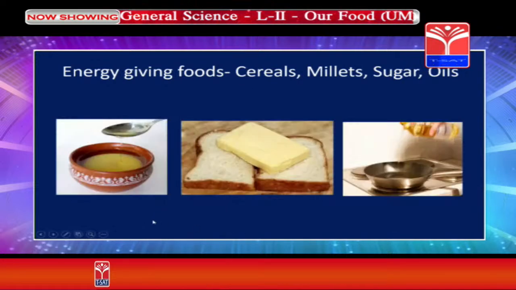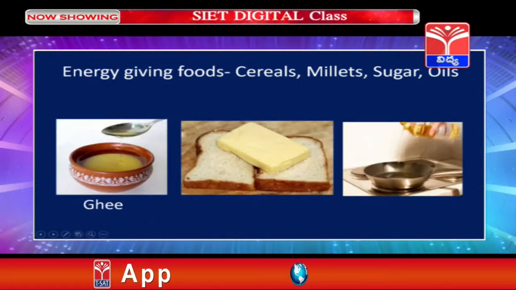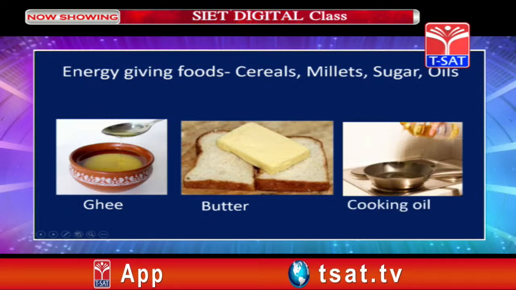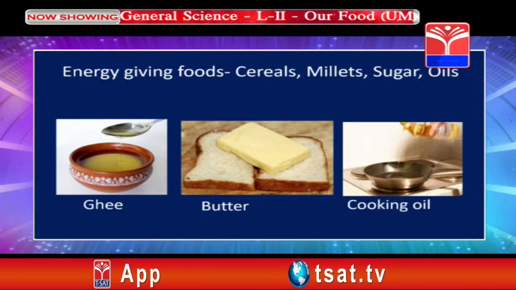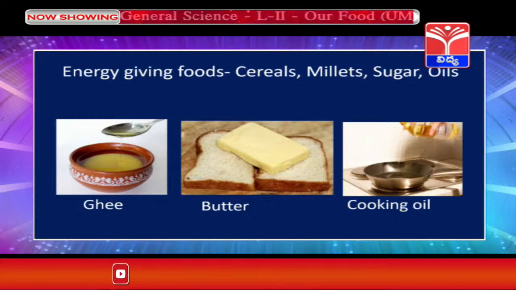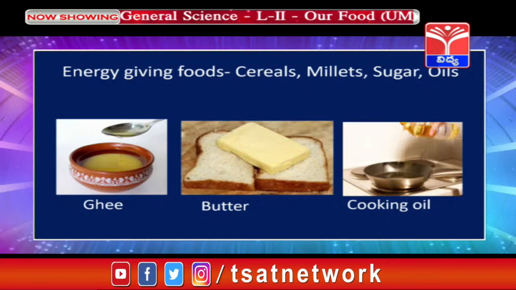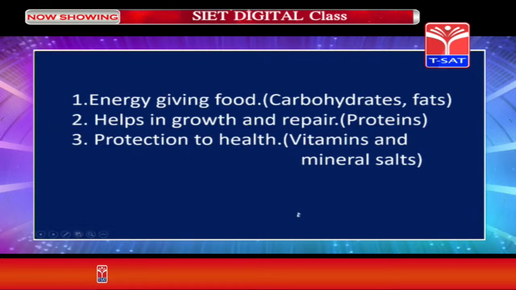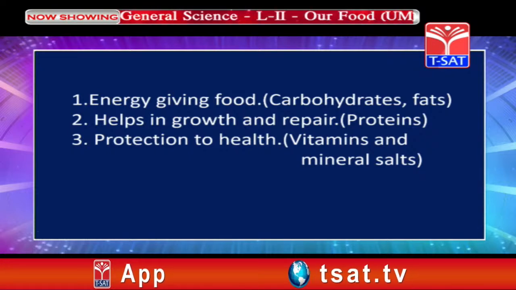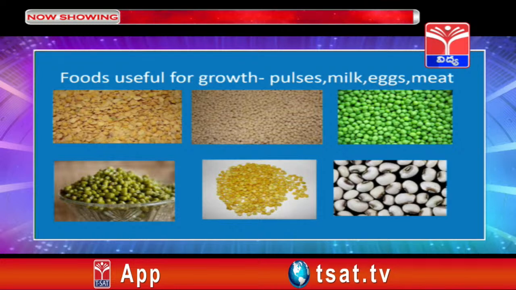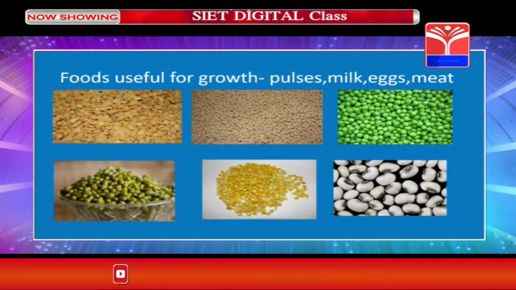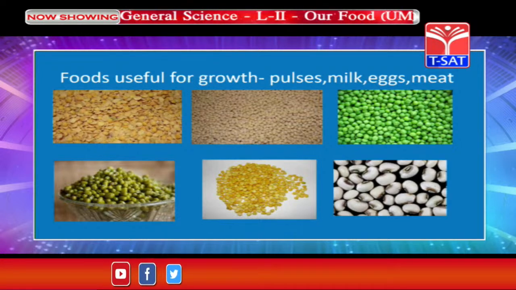And here you can see ghee, butter, cooking oils. All these contain fats. So these foods which contain carbohydrates and fats, when they are digested in our body, give us energy. Now, second group, that is foods that help in growth and repair. Foods useful for growth. These include pulses, milk, eggs, meat.